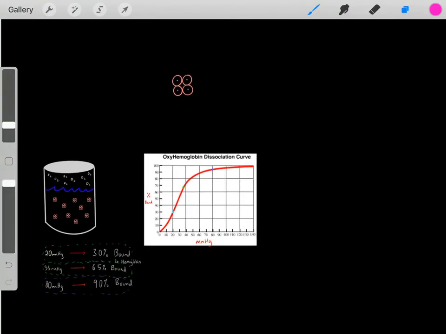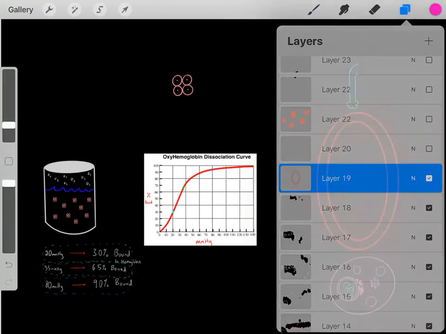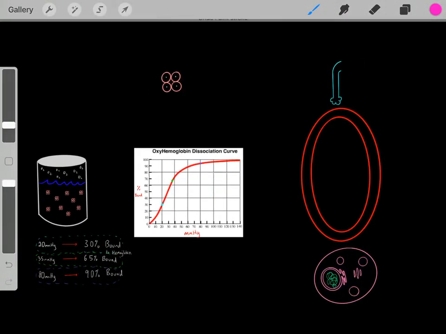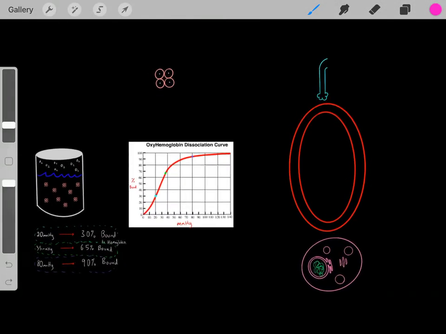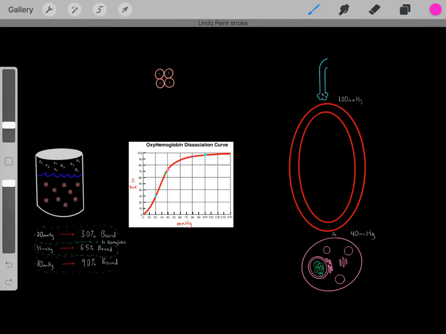But why? What's the purpose? What's the evolutionary purpose of having cooperativity to create this sigmoidal shape? Well, let's think about what's going on. Let's say this is our lungs. Let's say this is our alveoli in our lungs. We know we're breathing. So if we're breathing in that oxygen, we're going to have a high partial pressure of oxygen in our alveoli.